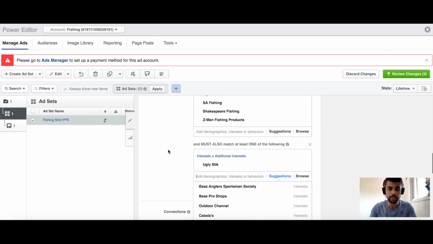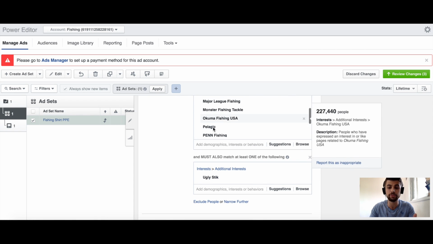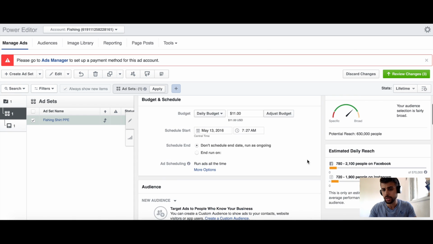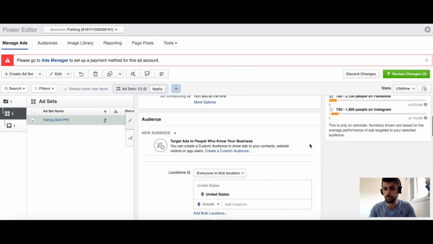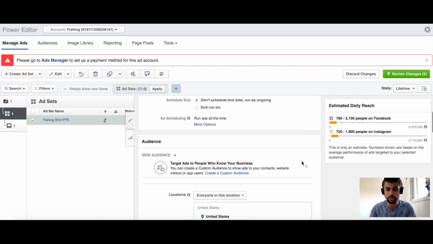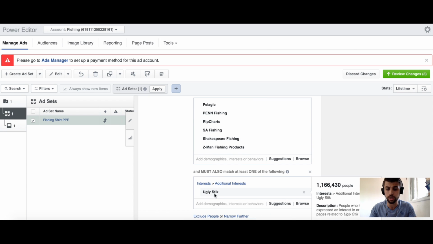Now what this basically gave us are people that are related to one of these interests and have to be related to ugly stick. Okay, you get it? So already now, these 630,000 people are much more targeted than the 2.3 billion people that we saw before. Because now they have to love one of these interests and they have to love ugly stick. So they have to love at least two niche interests or audiences that are related to fishing.